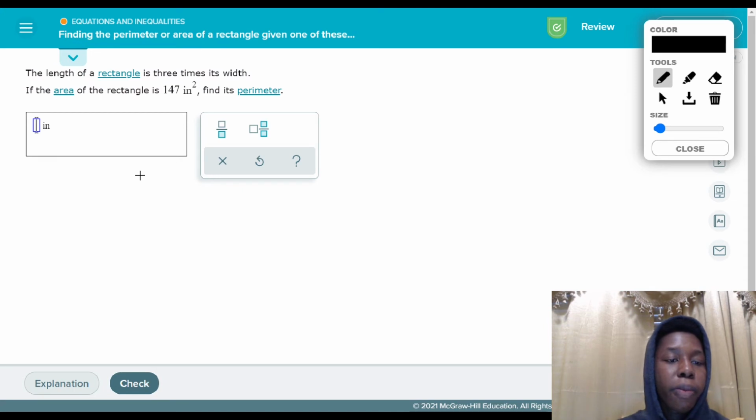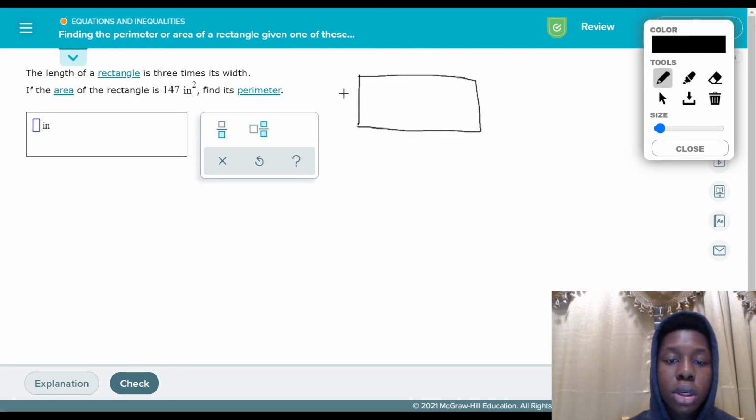Okay, so this question is basically the same thing we just worked on. And feel free to pause the video if you'd like to test yourself. Alright, so let's take a look at this question. This question says the length of a rectangle is 3 times its width. So let's say this is the rectangle. What they mean is that the length here, because this is the length, let's say L equals length and W equals width.